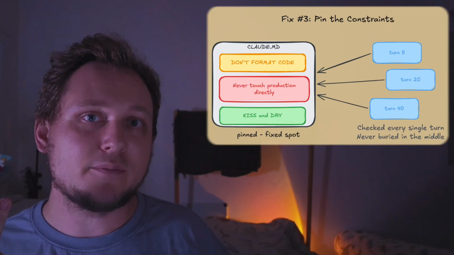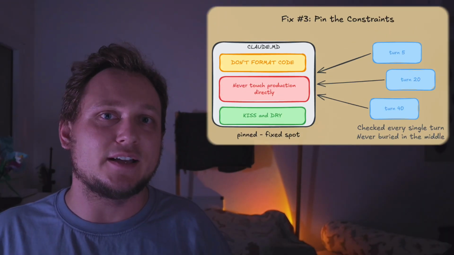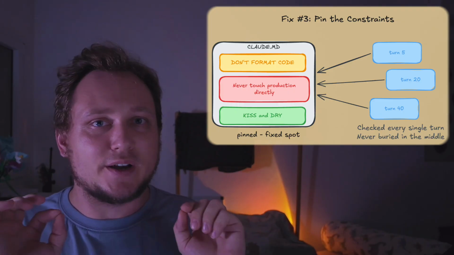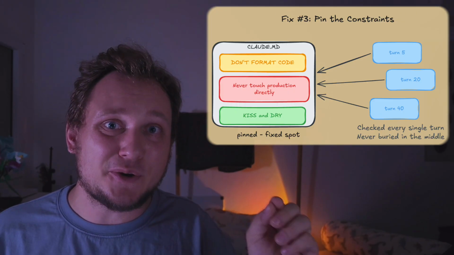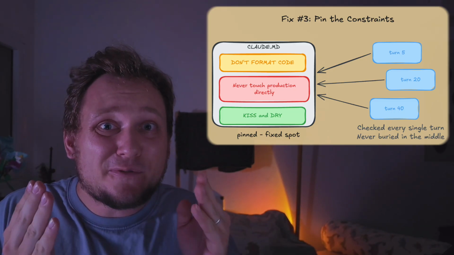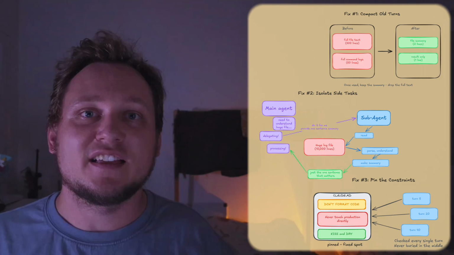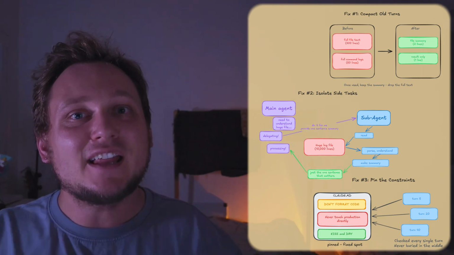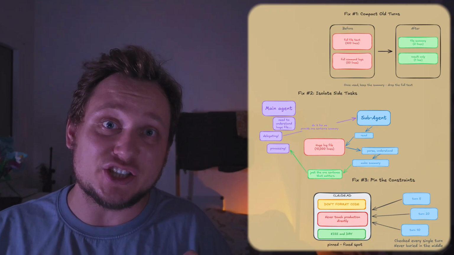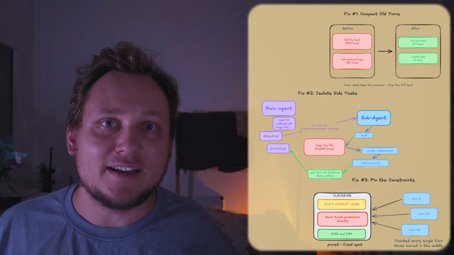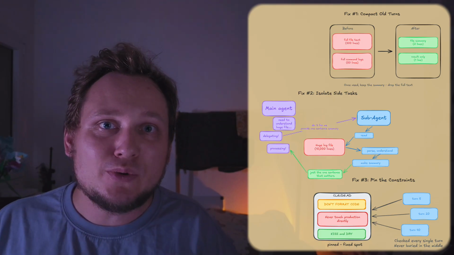Third, pin the important stuff. Keep key constraints like never touch production in one small fixed spot. Somewhere the model checks every single turn, not buried in turn 40 of the conversation. Put together, these 3 habits do the same job. They keep the signal visible and cut the noise around it. Think of it less like a rule and more like hygiene. This isn't just theory, it's a direction agent tooling is heading in right now. Newer coding agents are starting to add some of this automatically.